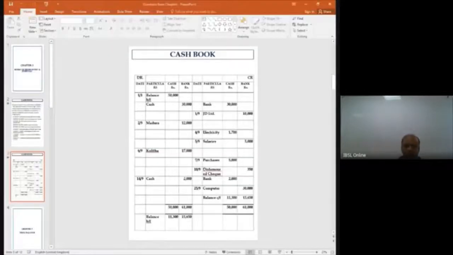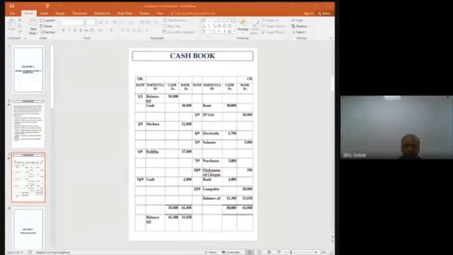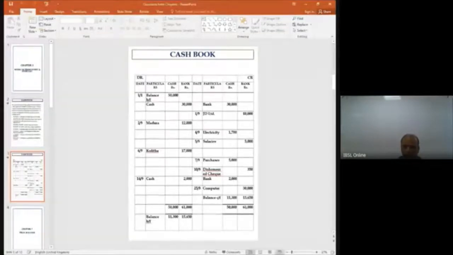Have you all understood this? Or are there any questions? Yes, there is a question asking how this cash book balance is 11,300. So I hope it is correct.